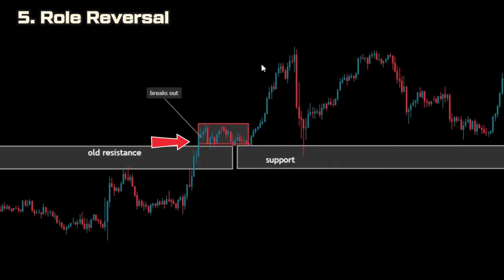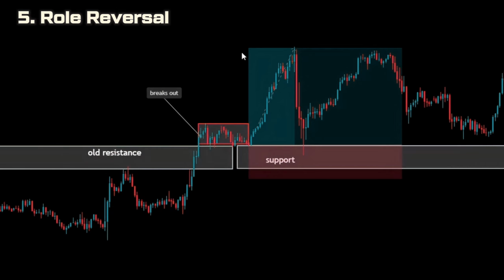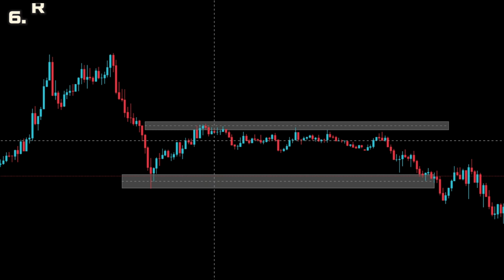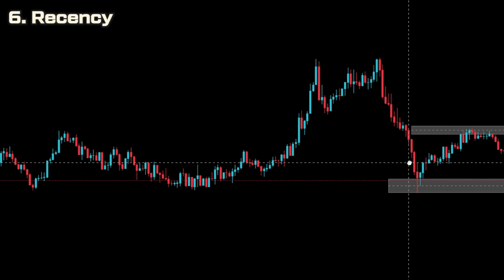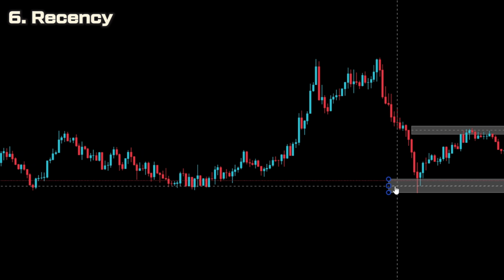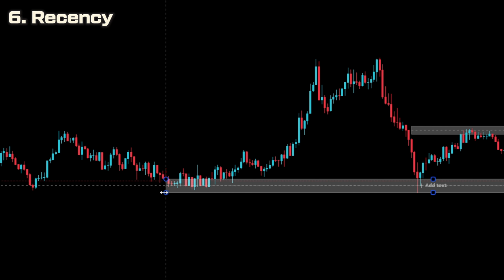This happens when a previous resistance level is broken and then becomes a new support level, or vice versa. This flip is one of the most reliable signals in technical analysis. It can be understood that the level has acted as both support and resistance, meaning it was respected from both sides.